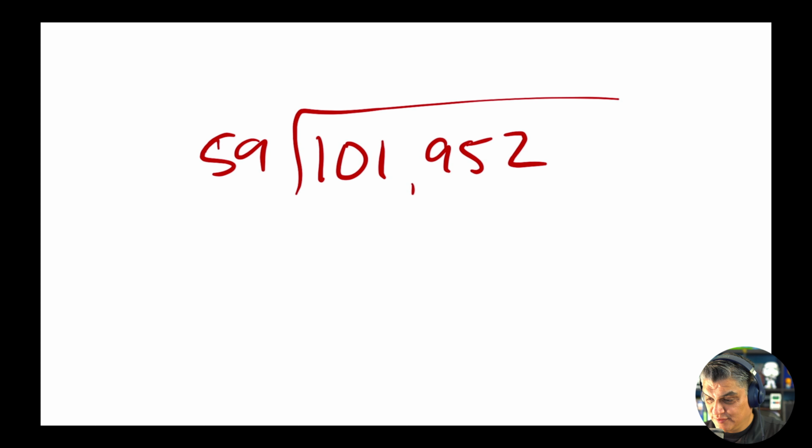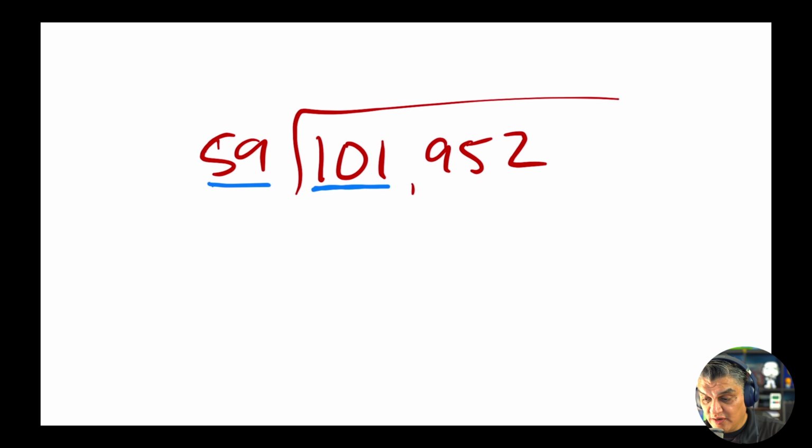Okay. So I look at 59. And then I see, can 59 go into 1? No. Then I go to the next one. Can it go into 10? No. Can 59 go into 101? Yes, because 59 is smaller than 101.